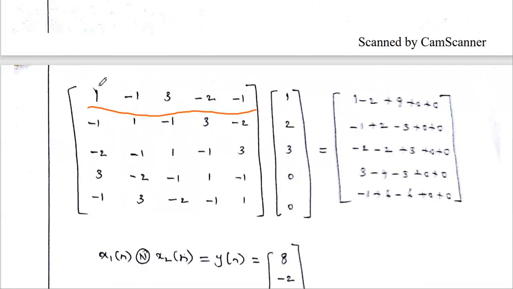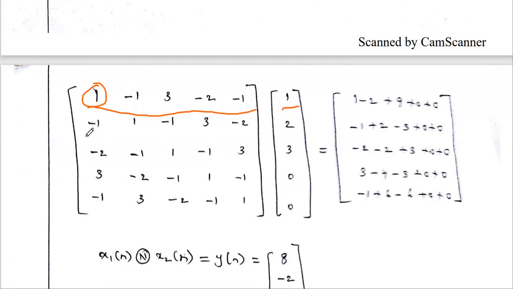So in that, the first element in the first row is multiplied with the first element in this column. So 1 multiplied with 1, 1. Then minus 1 multiplied with 2, minus 2. 3 multiplied with 3, 9. Then the remaining 2 data here is 0, so any value multiplied with 0 is 0, plus 0.